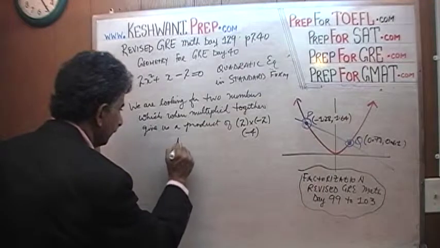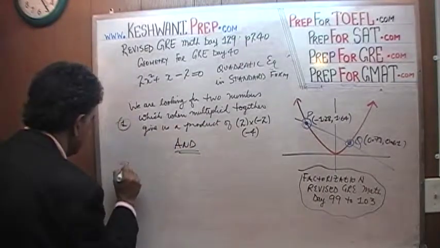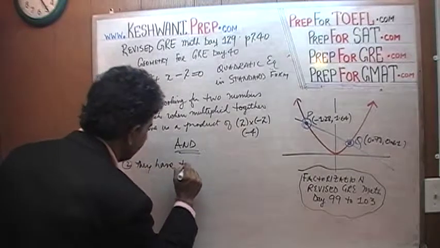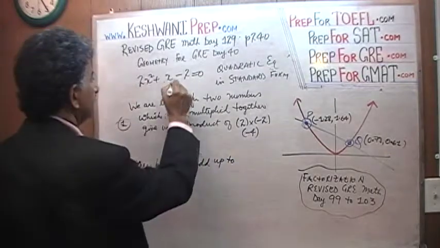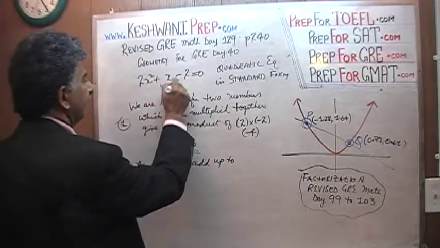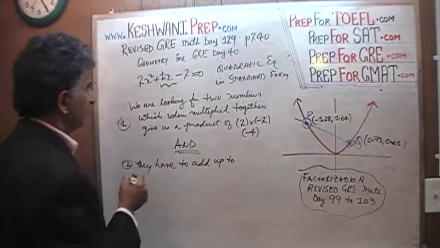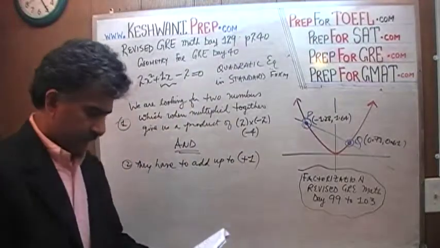And that's the second condition, that's the first condition. And they have to add up to this right here, the coefficient of the middle term. The coefficient of the middle term here is just 1, it's positive 1. They have to add up to positive 1. That's it.